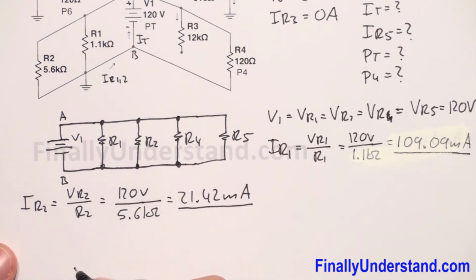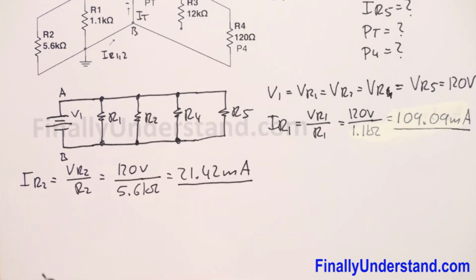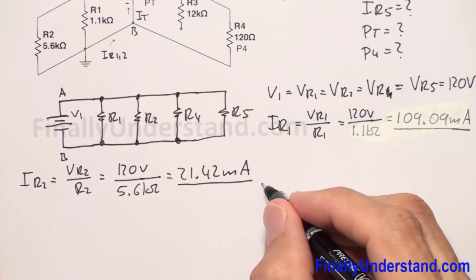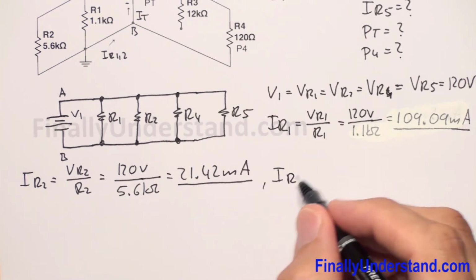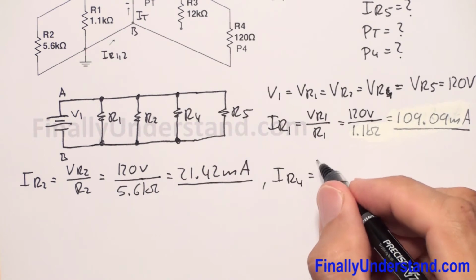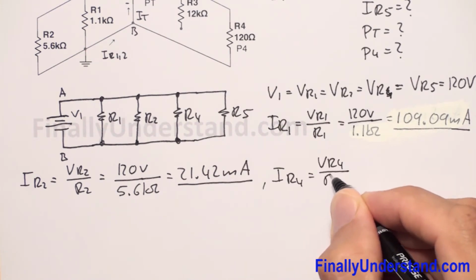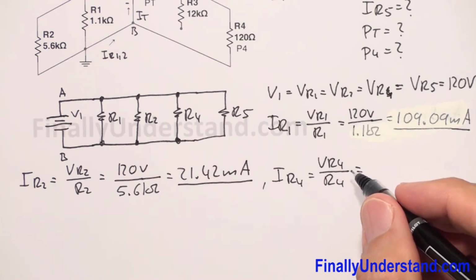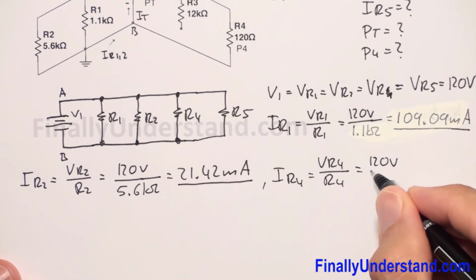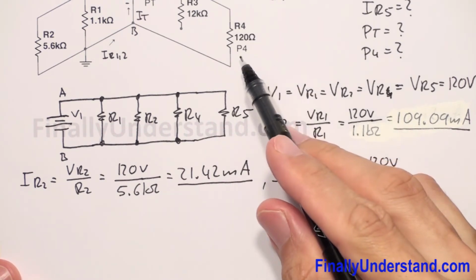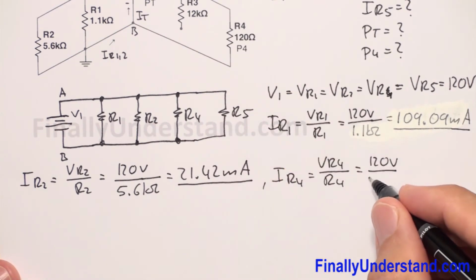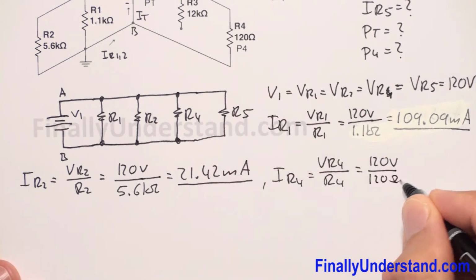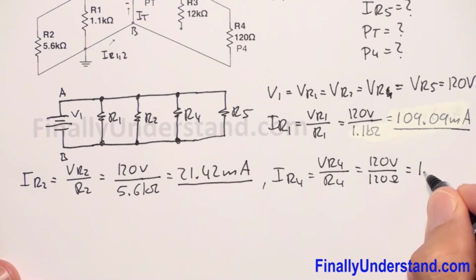Next, I'm supposed to find IR4. Let me write this down over here. IR4 is equal to VR4 over R4, which is equal to 120 volts divided by R4, 120 ohms. This is equal to 1 amp. This is my IR4.